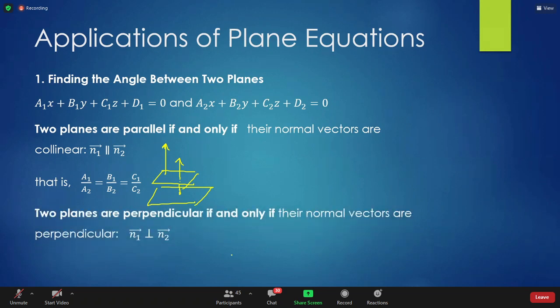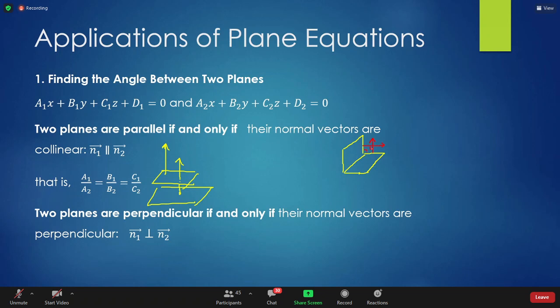Perpendicularity. Two planes are perpendicular if and only if their normal vectors are perpendicular. If we have two planes that are perpendicular, what about the normal vectors? One normal vector evidently goes like this, the other normal vector goes like this. If the two planes are perpendicular, then the normal vectors are also perpendicular.